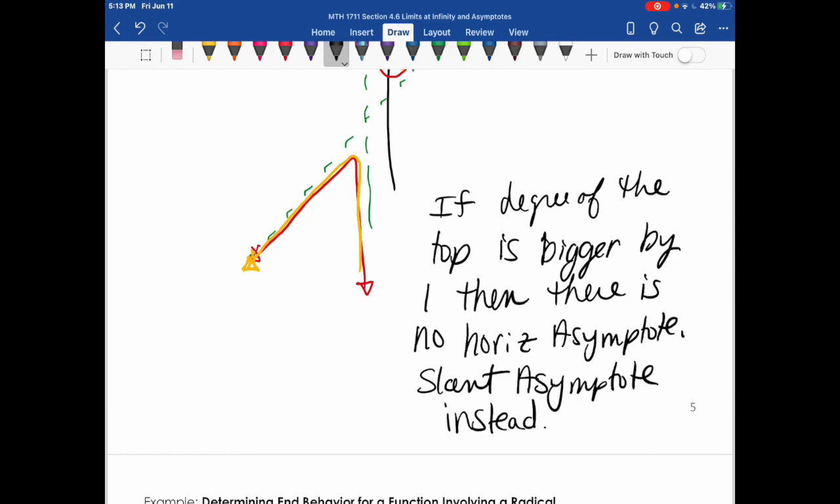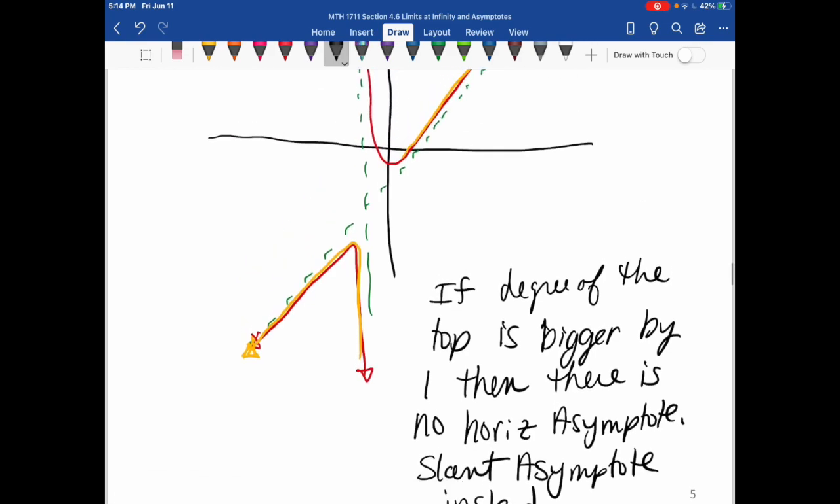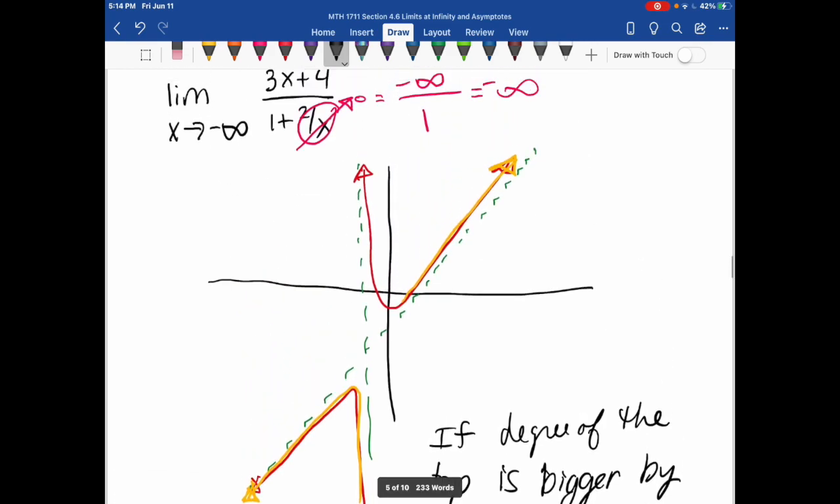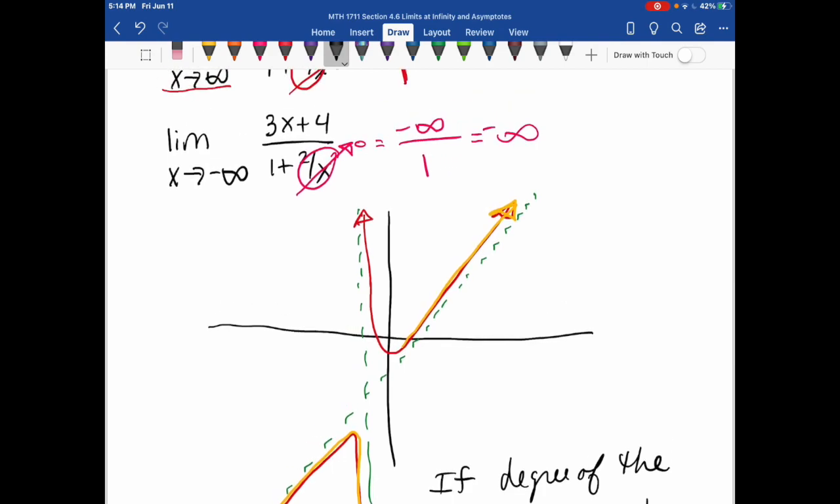So now you can see where these rules are coming from. So we use these rules in college algebra, but now you can see where they're coming from.